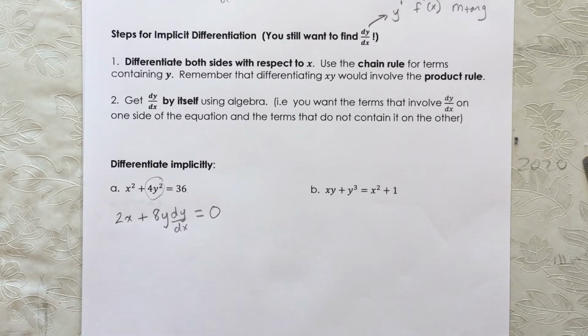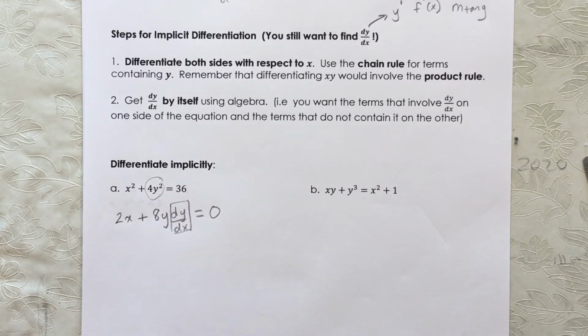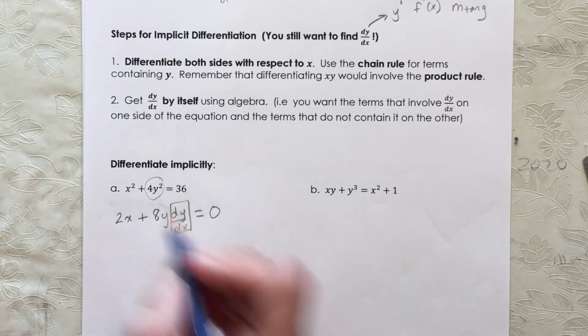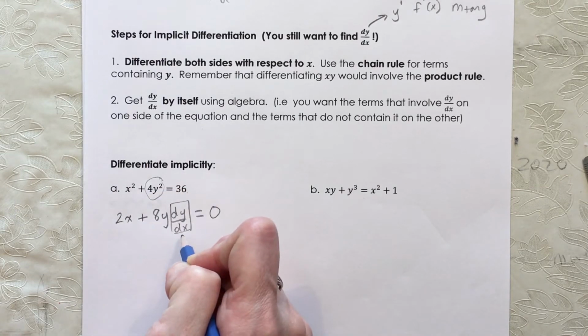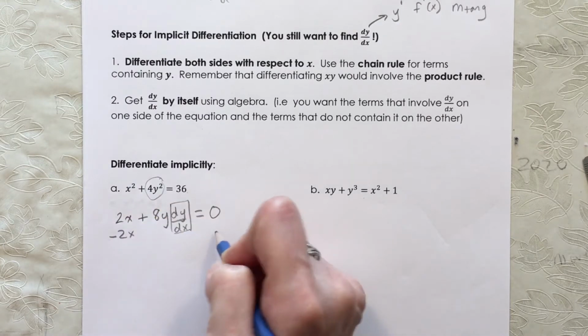Okay, so that step was kind of our calculus step. Now we want to get dy by dx by itself, because that represents the slope of the tangent, or y prime. We want to get it by itself so we know what y prime is. And this time it's going to be in terms of x and y instead of just in terms of x. So reverse BEDMAS we can use because dy by dx is only in our one spot here. Subtract 2x on both sides.